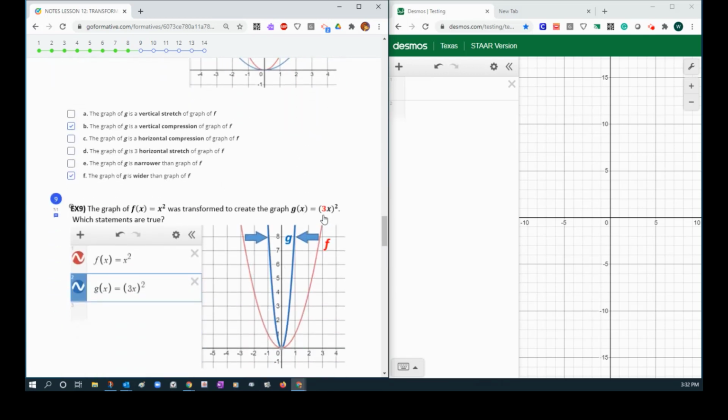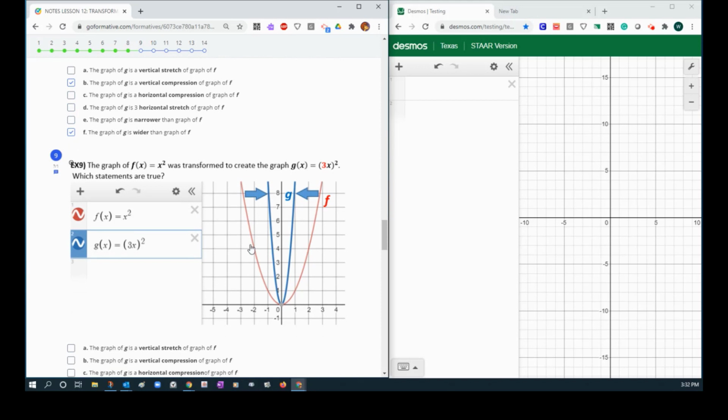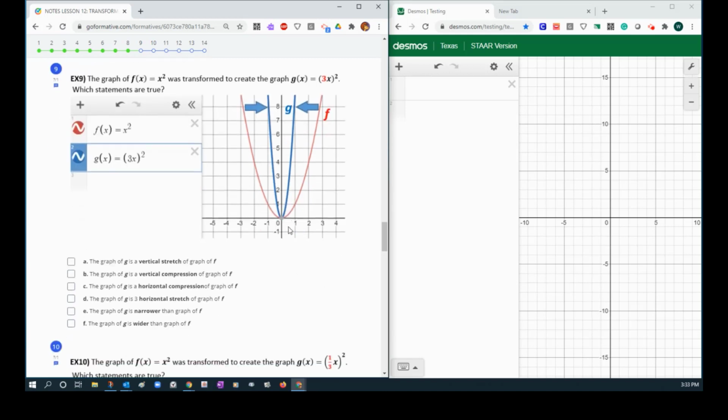The next problem, now you have the parentheses and the coefficient being added in front of the x inside the parentheses. And because this is bigger than 1, then this is what we call a horizontal compression. Basically, it's like you're squishing both sides, you're compressing both sides to form a narrower graph. So this would be a narrower graph, and this would be a horizontal compression.